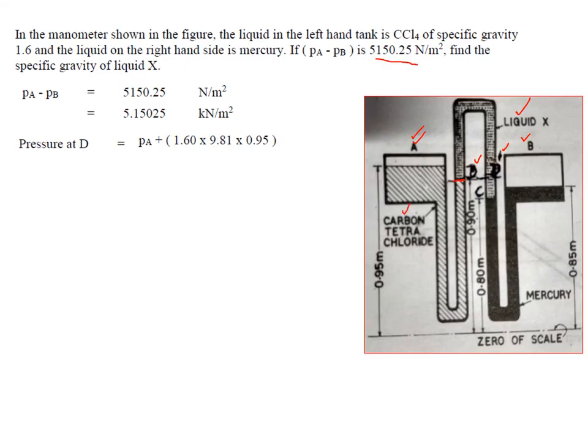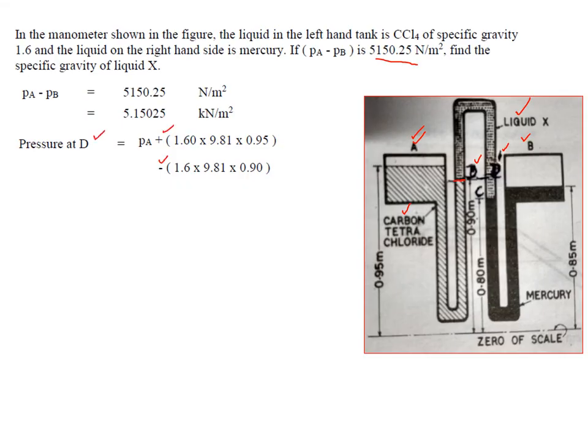1.6 is the carbon tetrachloride specific gravity. So 1.6 into 9.81 into 0.95. Now we have come to this level, you go up by 0.9. Again carbon tetrachloride is there, so minus 1.6 into 9.81 into 0.9. As we move downwards, pressure increases, so plus sign. As we move up towards D, we have to write a negative sign. So this will be the pressure at D.